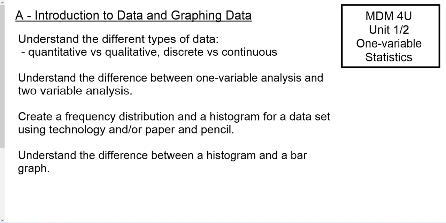And then in the second part, we're going to take a look at some types of graphing here. You've done a lot of graphing before, but we're going to look at one type of graph that you're going to be using a lot and that you might not have done before, and that is a histogram. So you're going to be able to create a frequency distribution in a histogram for a data set. You can do this using technology or using paper and pencil. And we want you to understand the main difference between the histogram that you're learning to do and a bar graph, which you've likely done before.